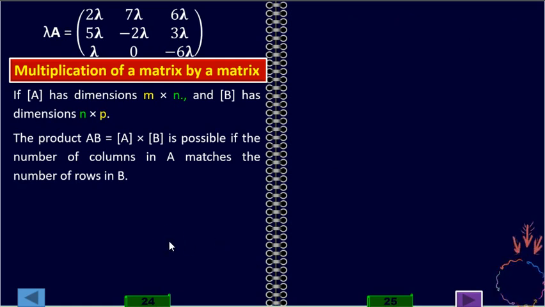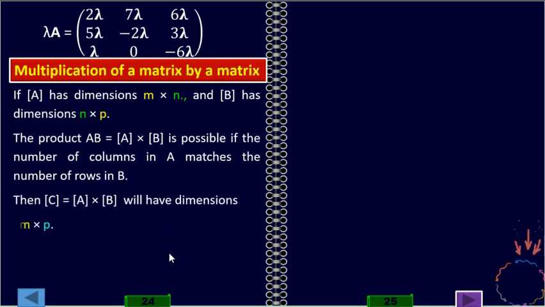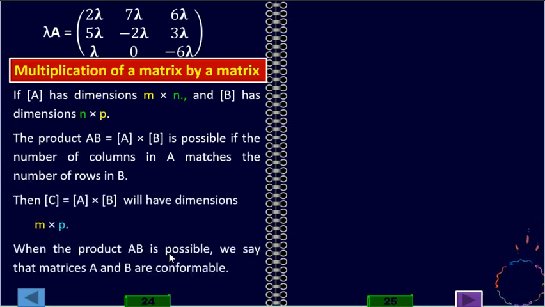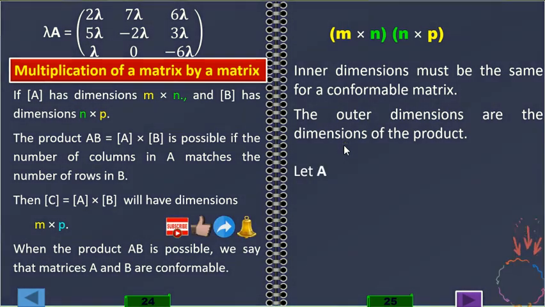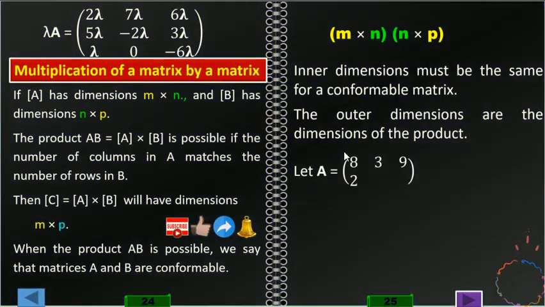So now we're going to look at what I've just said. When the product is possible, we say that the matrices are conformable. I've said that already, so I don't need to talk about it again. So when we finish, the answer we get will be M by what? P.